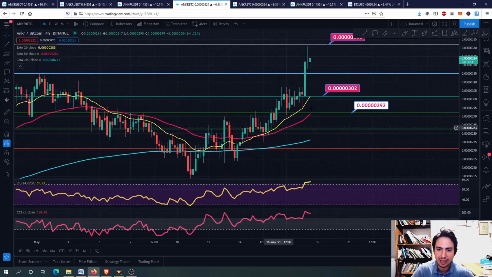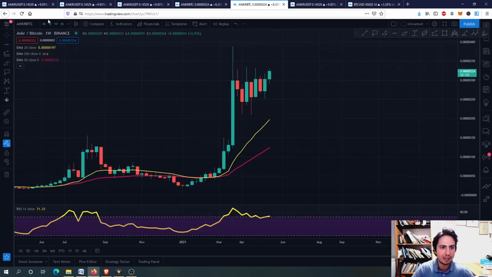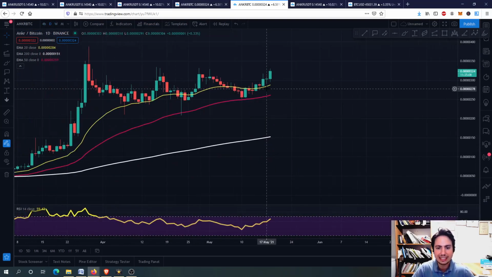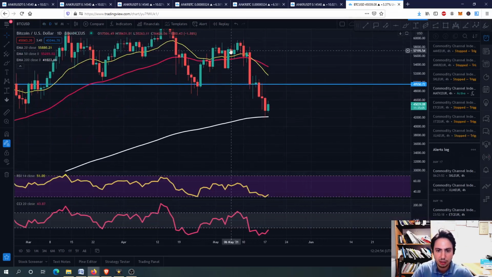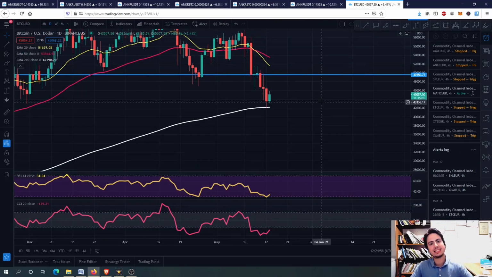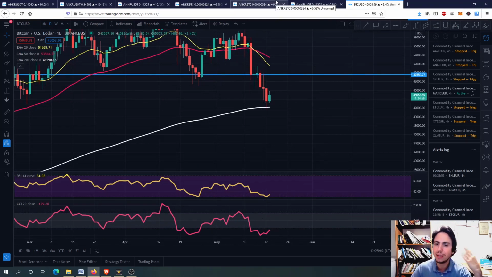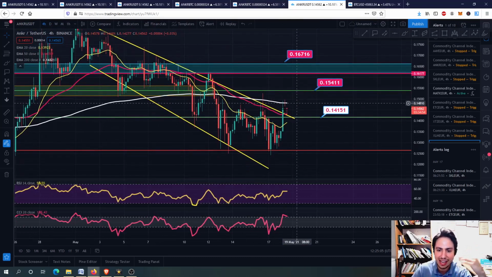In the 4-hourly frame, you can see the 20-day EMA is above the 50-day EMA for the short term, for the mid term, and for the long term. We are still holding fine. What we want here is to not see Bitcoin collapse so much more that Ankr just corrects for a smaller amount, but still corrects, for Ankr against USDT.